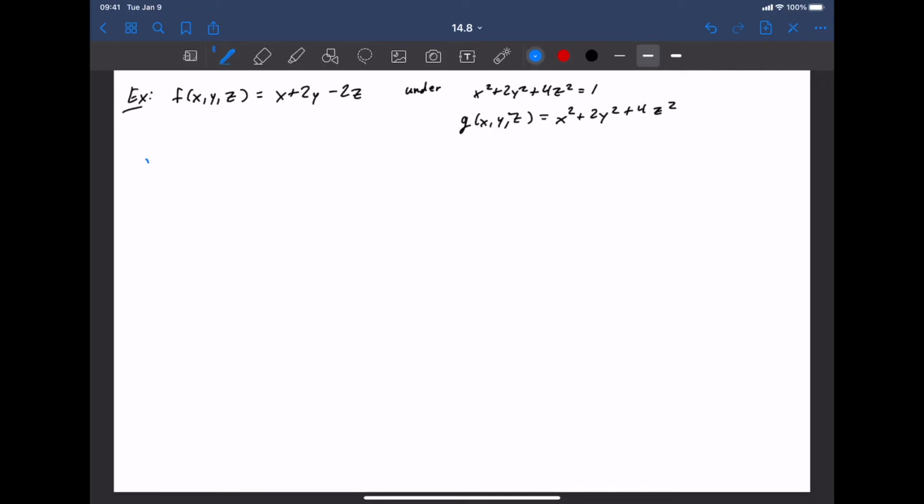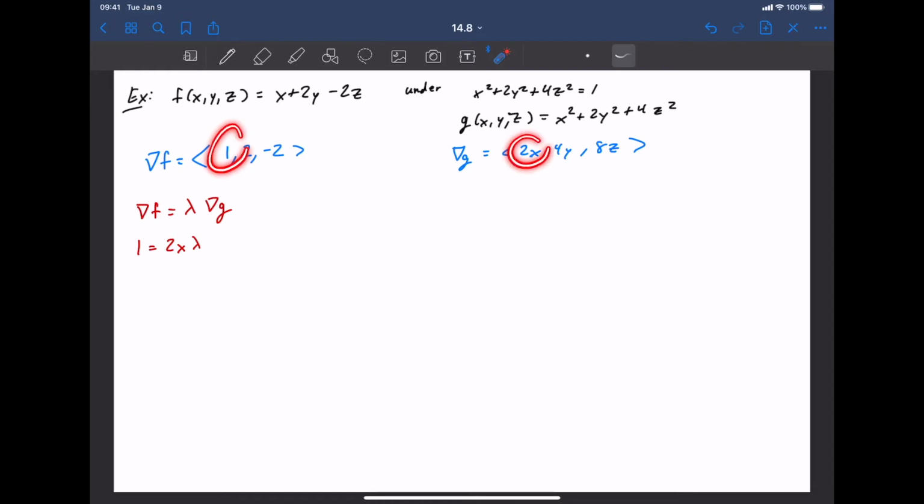We want to find the gradients. The gradient of f in component notation is going to be 1, 2, -2. The gradient of g is going to be 2x, 4y, 8z. So when I set the gradient of f equal to lambda times the gradient of g, I'm going to get 1 equals 2x lambda, the x components, and again, remember to multiply by lambda. 2 equals 4y lambda, and -2 equals 8z lambda.